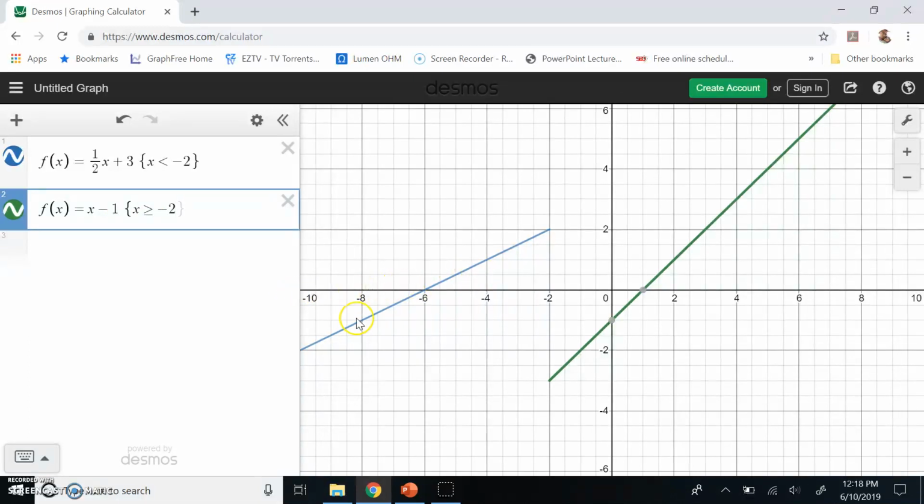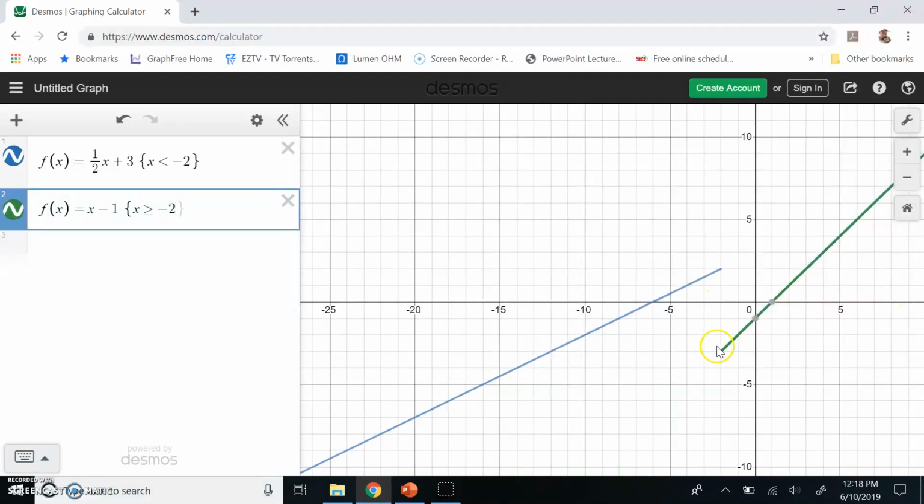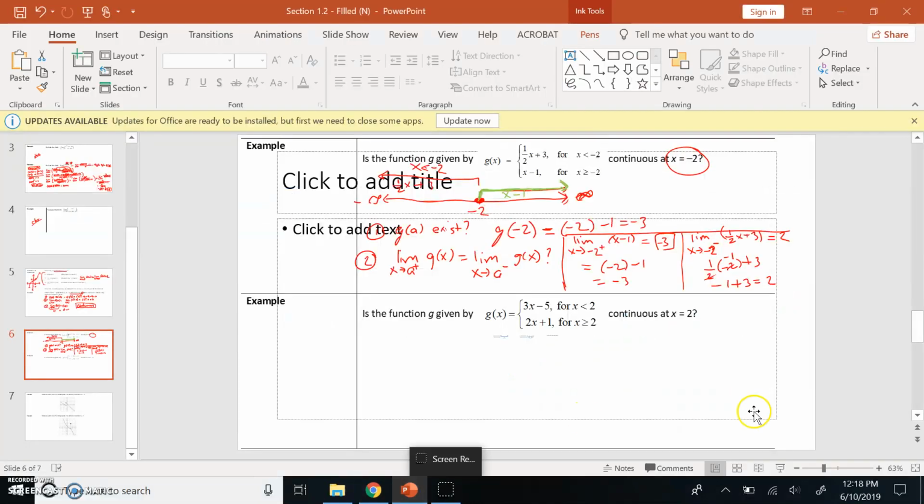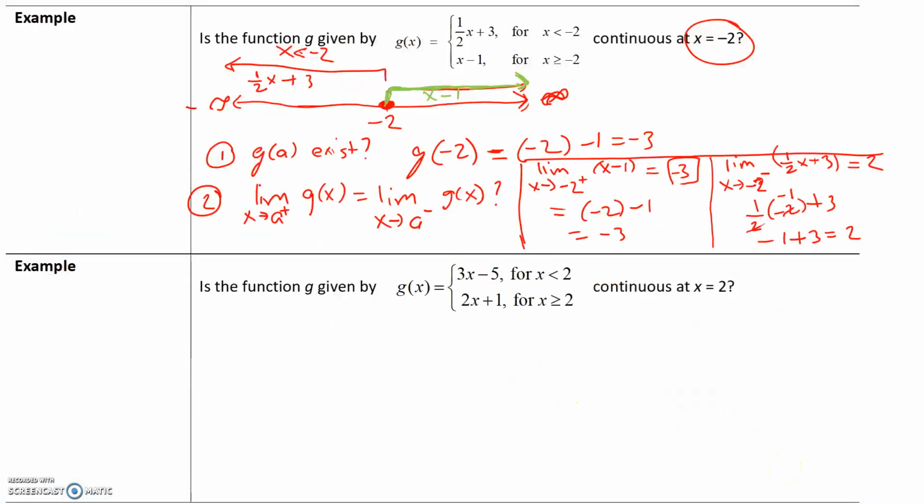So look what's happening. Coming from the left, my function is approaching 2. Coming from the right, my function is approaching negative 3. So we can see here that it's not continuous. It's not a smooth, straight curve or line. There's a jump going on. So this function clearly from the graph, we can tell it's not continuous. So here we're going to say that the function is not continuous. And if you ever have a doubt, you can quickly sketch a graph and check that.